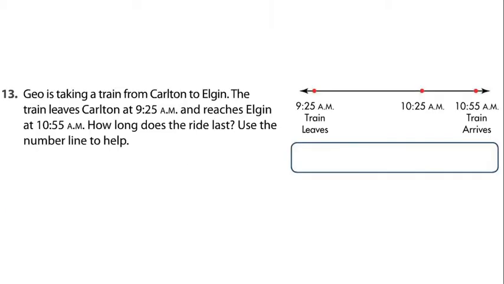Open page 748. Question 13. Gio is taking a train from Carlton to Elgin. The train leaves Carlton at 9:25 a.m. and reaches Elgin at 10:55 a.m. How long does the ride last? Use the number line to help.